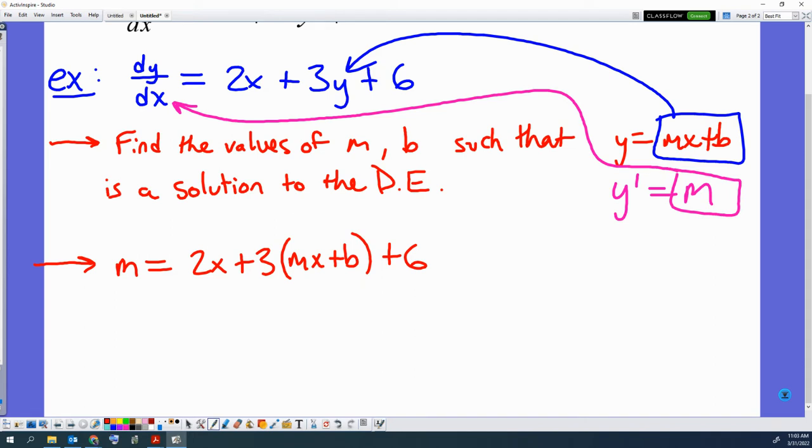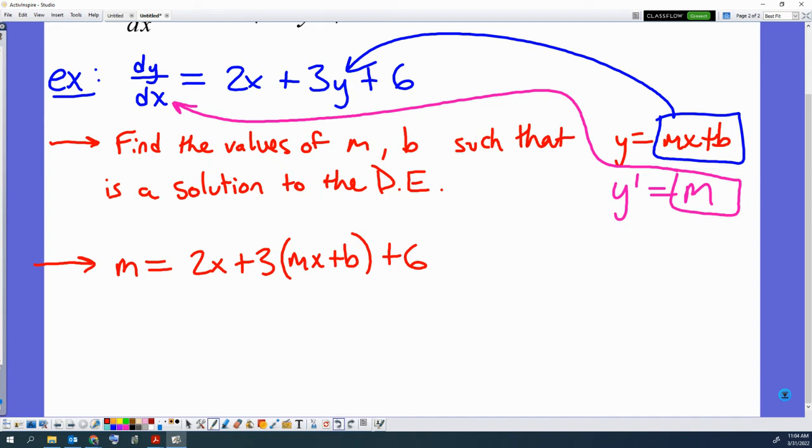But these aren't all variables. M and b are constants that we just haven't found their values yet. X is the only variable here. And we're not actually solving for x. X is truly a variable here in that x can be anything, right? And that's the key to this. We need values of m and b that make this equation true for all values of x. Okay, it has to be true no matter what x is.